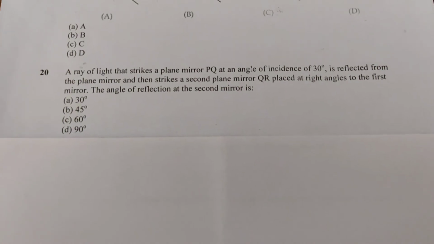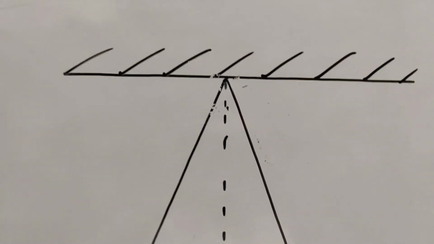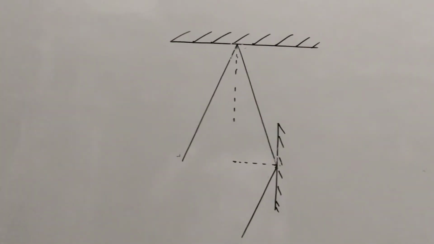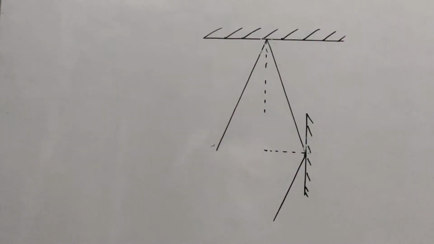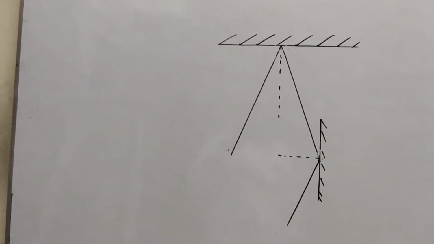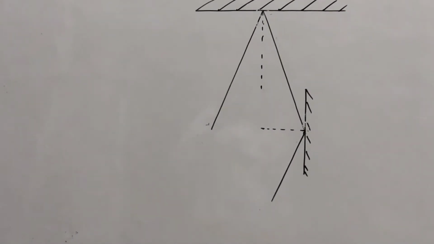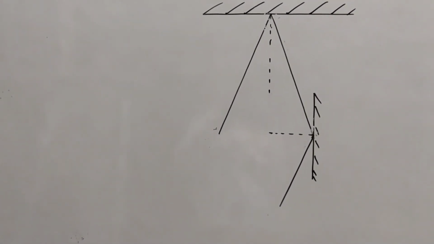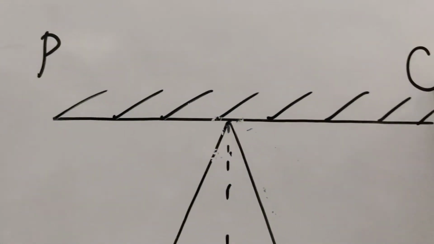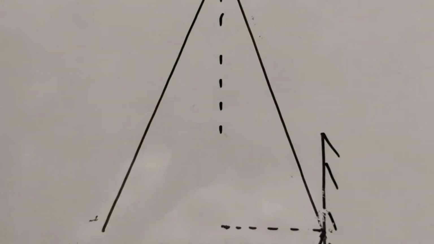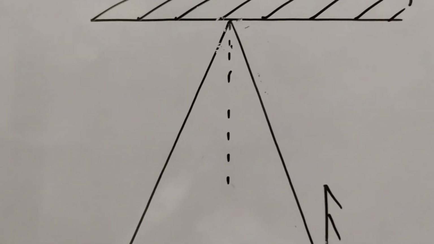Let's see the answer. Now in this case, I'll read the question. I have drawn the figure here. Have a look at the figure. There are two mirrors which are plane mirrors. I have shown their polishing also, so you know their reflecting surfaces now. One is mirror PQ and the other mirror is QR. So let this be the PQ mirror and the other is the QR mirror.